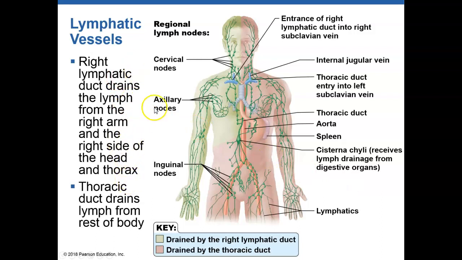And so this is what I just said, same picture, but now you're seeing the words stating that the right lymphatic duct drains lymph from the right arm, the right side of the head and thorax. The thoracic duct drains everything else.